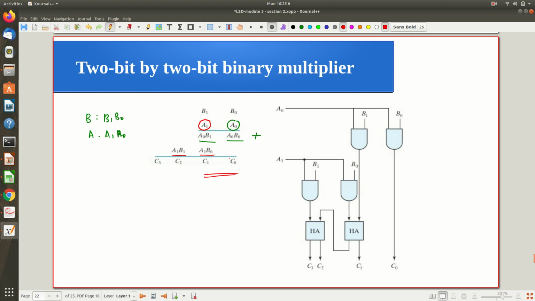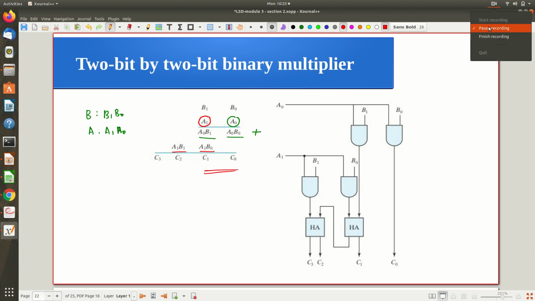So the normal half adder or full adder circuit you can make use of for adding the partial products. Now the generation of the partial product is what matters, right? First you have to generate the partial product a0 b0.